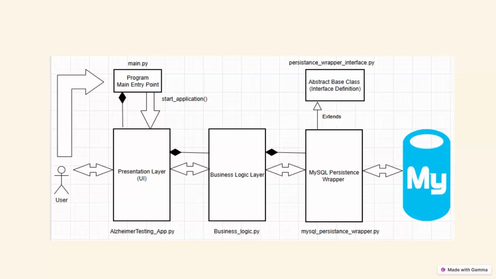So as we can see, all three layers go hand in hand and orchestrate the predictive system for Alzheimer's disease, and it helps patients and healthcare providers make a difference.